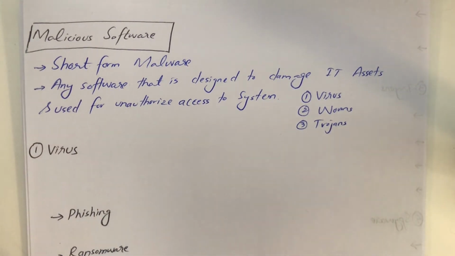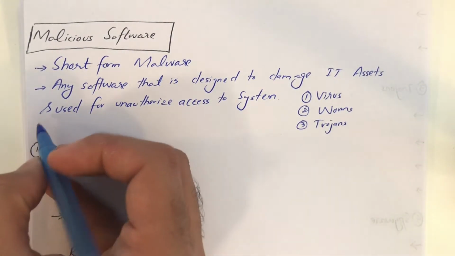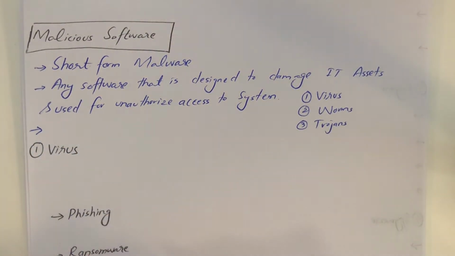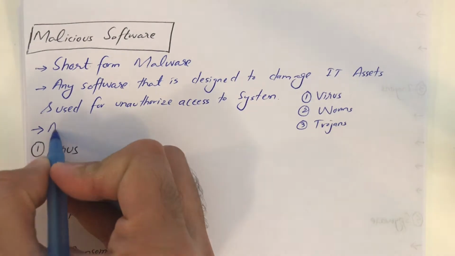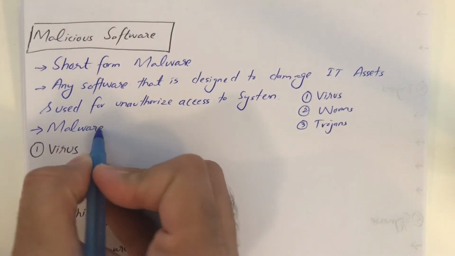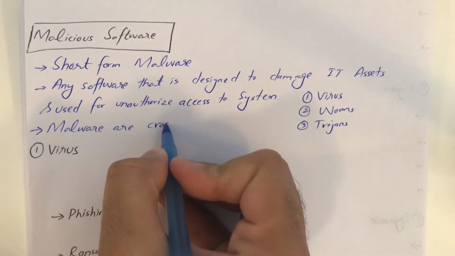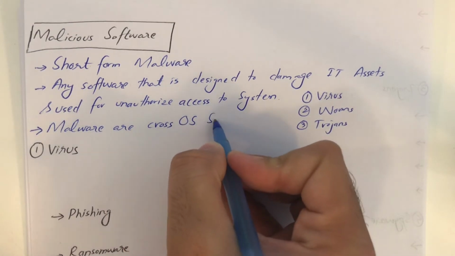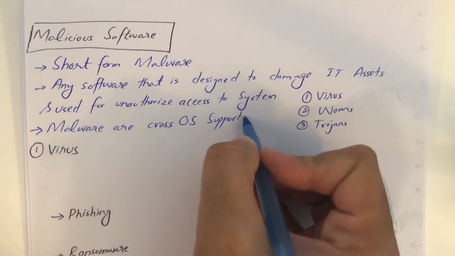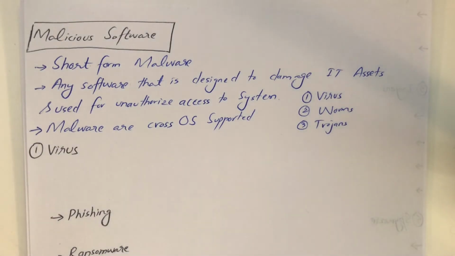Another very important thing to note about malware: previously malware was operating system specific, but nowadays malware is cross-platform. Nowadays malware supports multiple operating systems, not specific to one particular operating system. So for example, no matter if the operating system is Mac or Linux, there are some malware which can be designed using cross-platform as well.